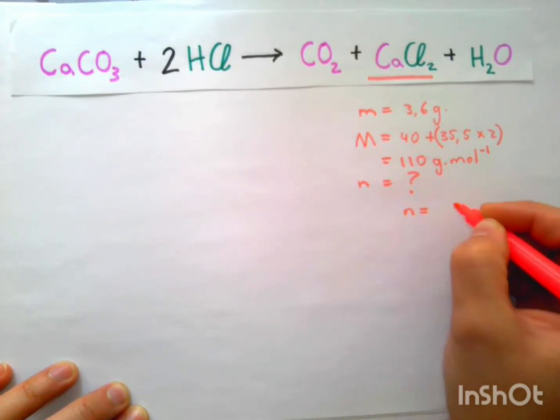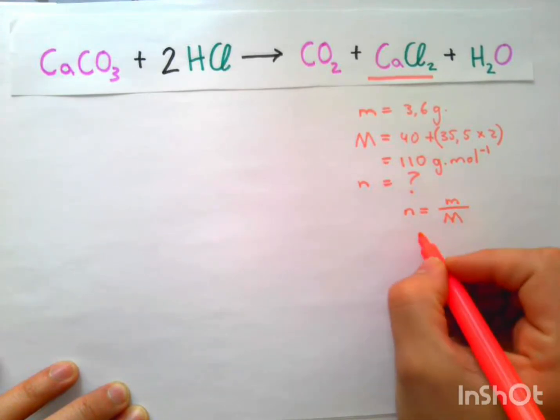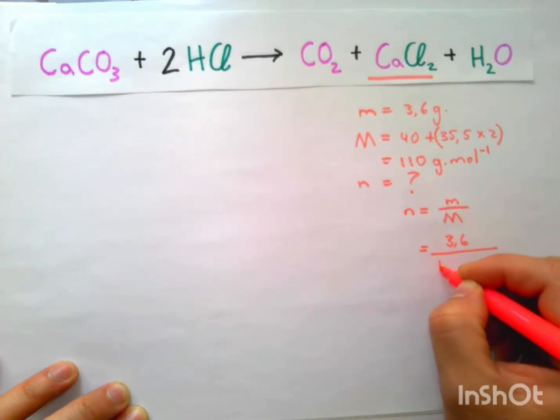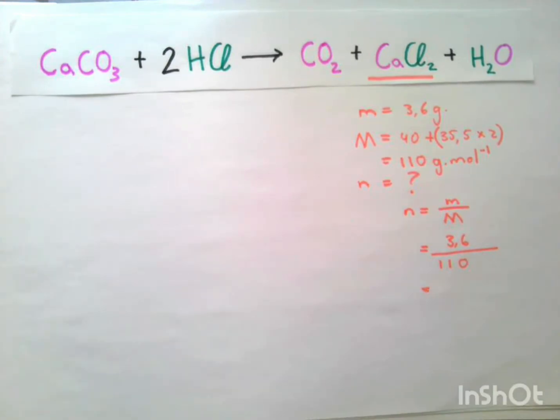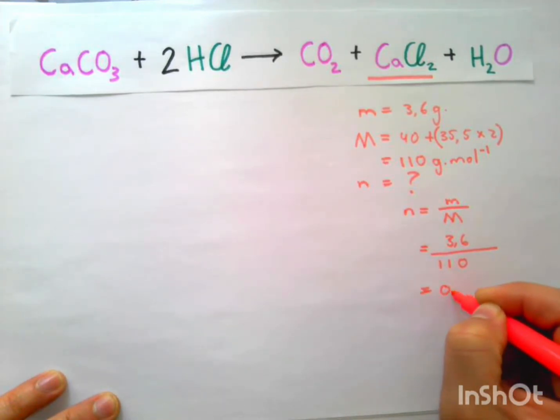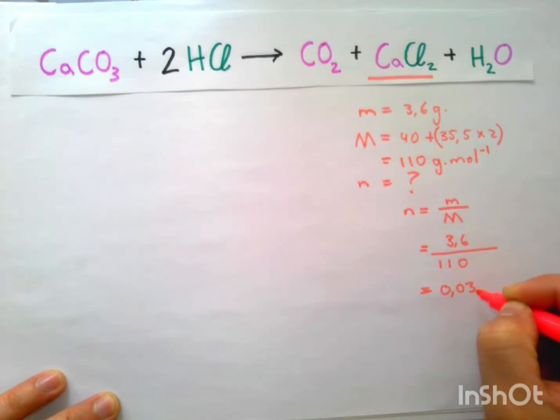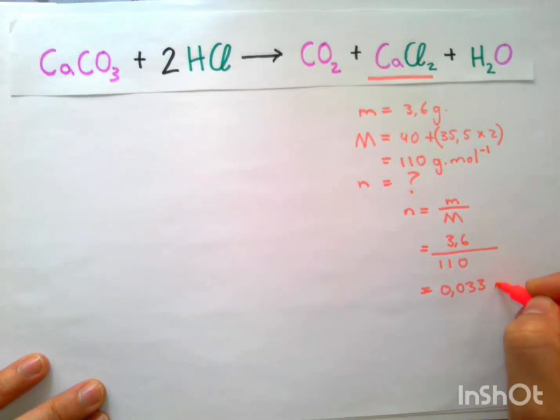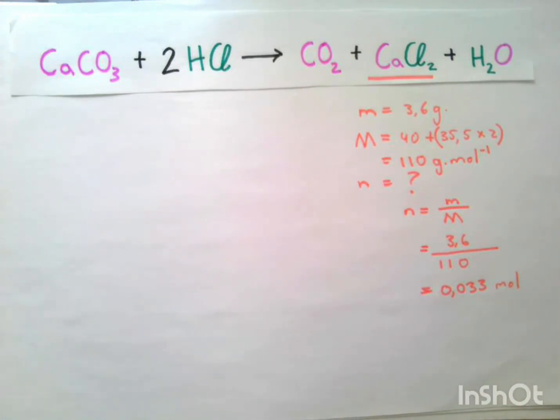And we know to calculate our mole, it's n equals m over M. And then when we substitute, we get 3.6 divided by 110. So we have 0.03. I'll add another decimal place just to get a more accurate answer. And that's the amount of mole of calcium chloride that we have. Now, when we have this mole, we can see how much mole of calcium carbonate reacted to give us this amount of mole of calcium chloride.